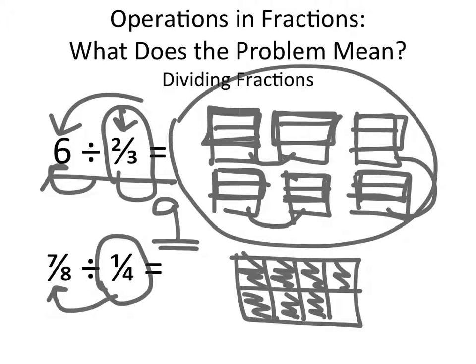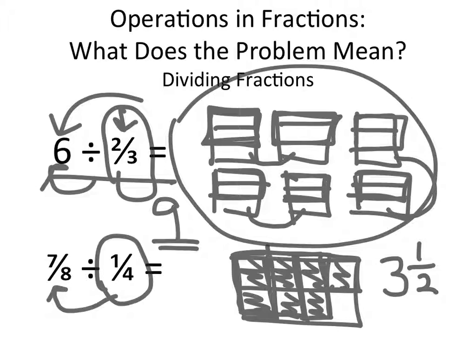So if we go back and look at our drawing, a 1/4 size piece would be that big. So we have 1, 2, 3, 4 of those in our whole, right? But the question is asking us, how many of those size pieces are there in the part that's shaded? There's 1, there's 2, there's 3, and here is half of another one of the pieces that would be that size. So our answer is 3.5.